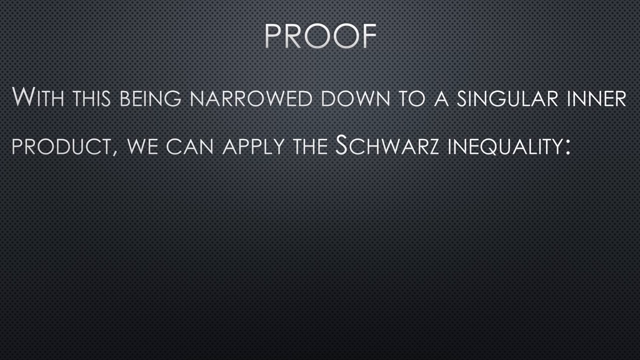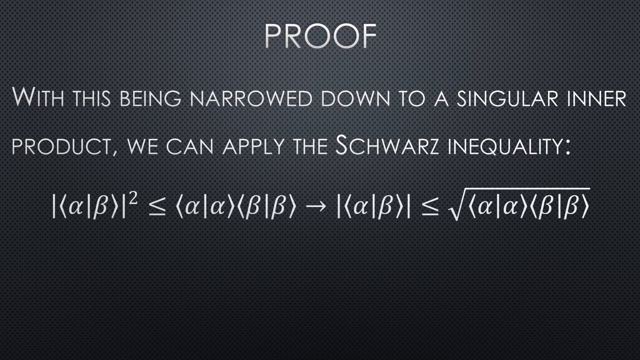So with this being narrowed down to a singular inner product, we can apply the Schwarz inequality, which we had just run through 2 questions ago, which stated that the magnitude squared of the inner product is less than or equal to the inner product of alpha times the inner product of beta with itself. And so by taking a square root, we can get just the magnitude of alpha beta by itself.